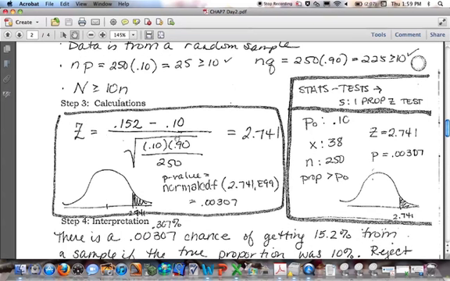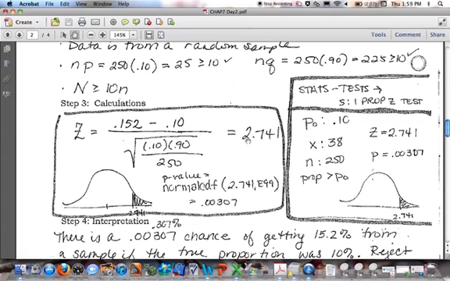So I've got p hat times, p times q divided by the sample size. And I get 2.741. So that is my test statistic. It tells me how far away my value is. So this 0.152 is how many standard deviations away it is.